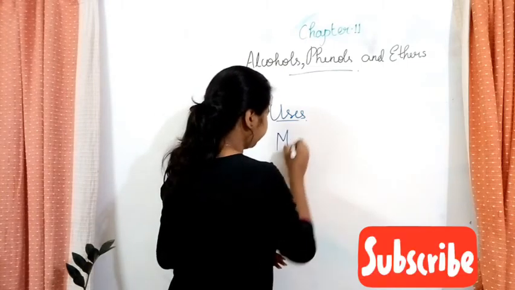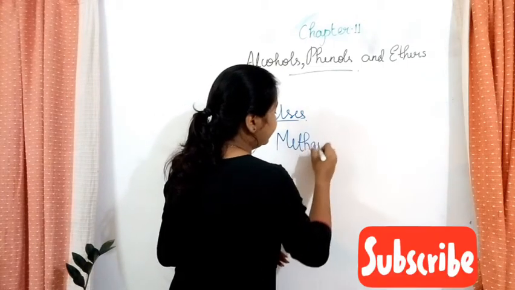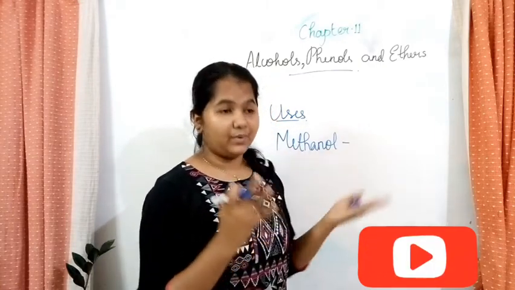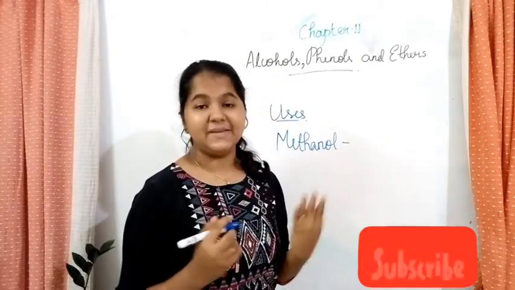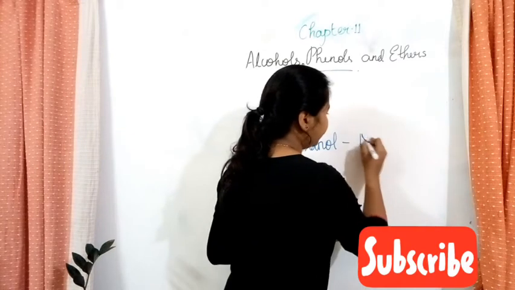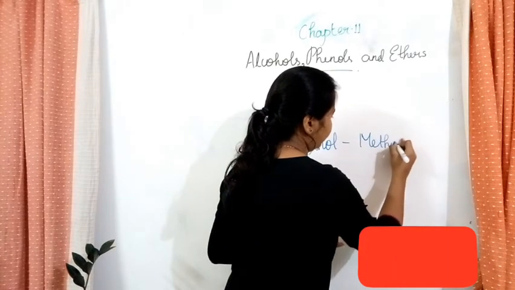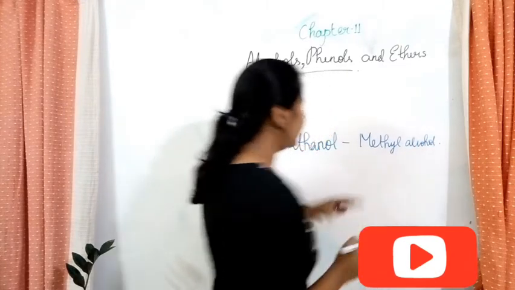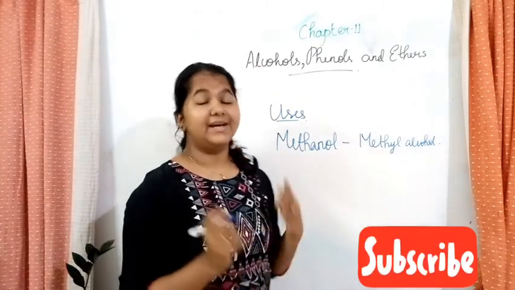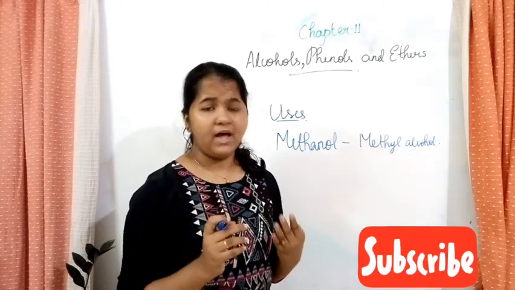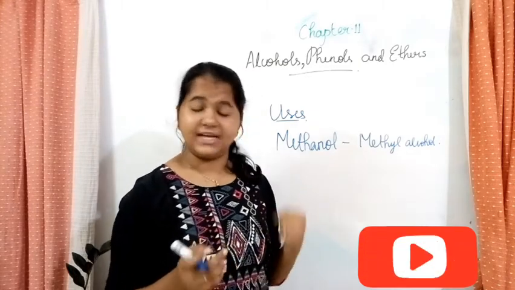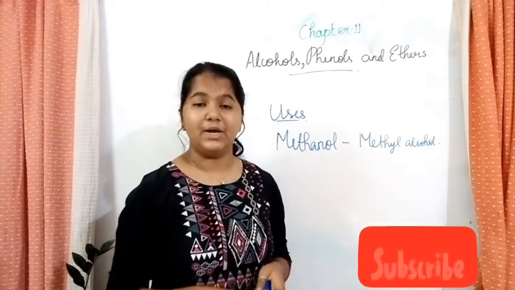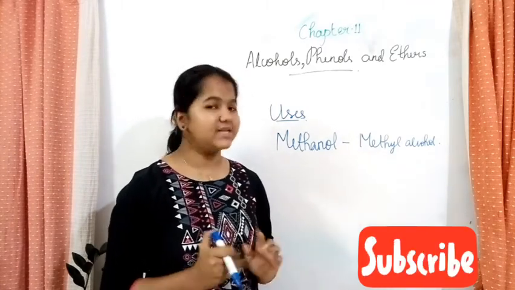For methanol, what is its common name? Methanol is methyl alcohol. Okay, methyl alcohol. So this methyl alcohol is highly poisonous. Haven't you heard that when we were learning in our lower classes? We learned methanol is toxic, whereas ethanol is not toxic. But that concept is wrong.